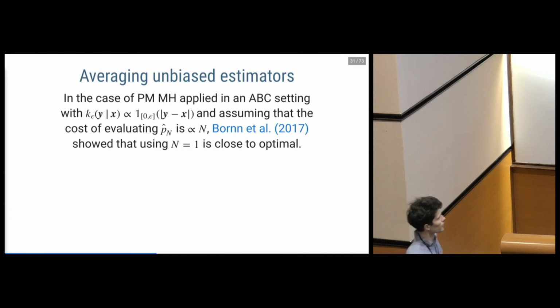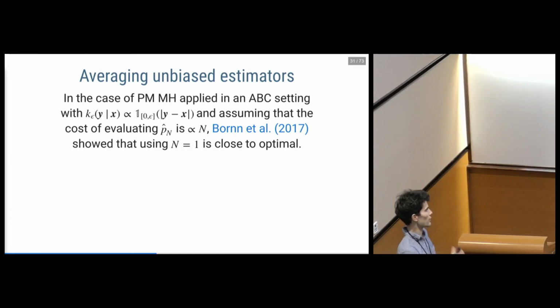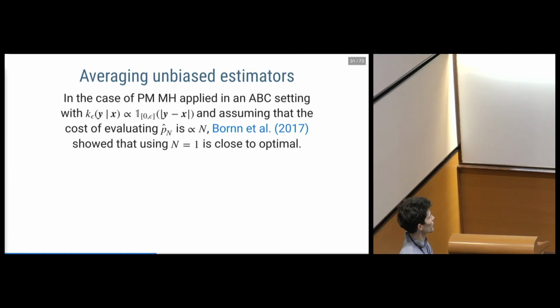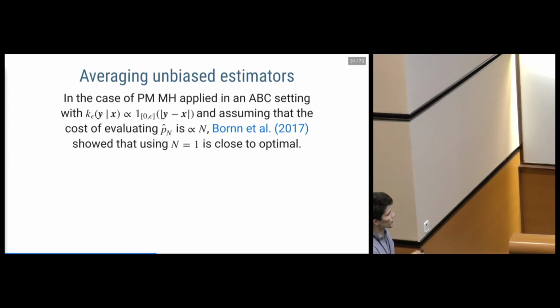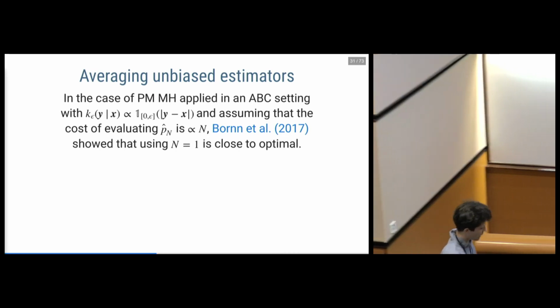But under the more simplifying assumptions that those cases don't apply, they show that using one importance sample is close to optimal in terms of the asymptotic variance per density evaluation. So close here is, I think, within some factor of 2. So this was for a specific case of an ABC type estimator where we're using this very particular uniform ball kernel.